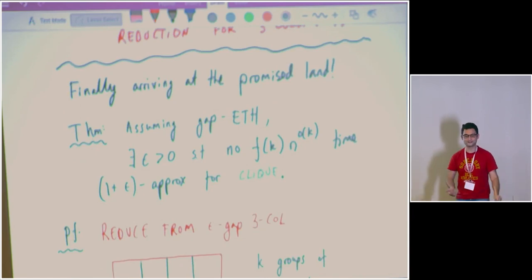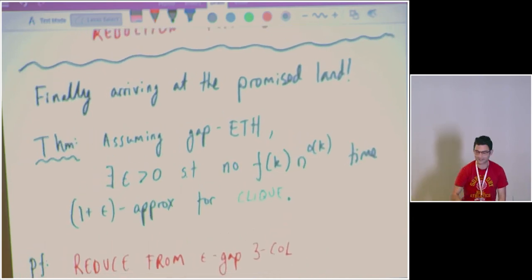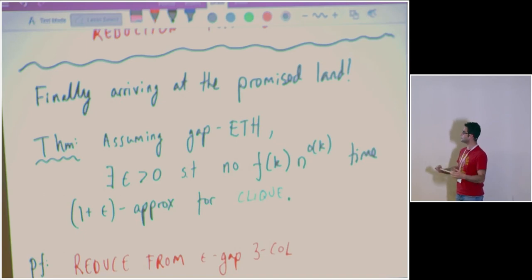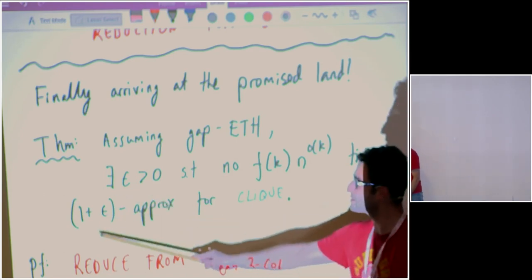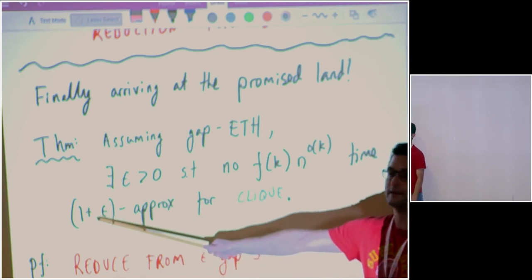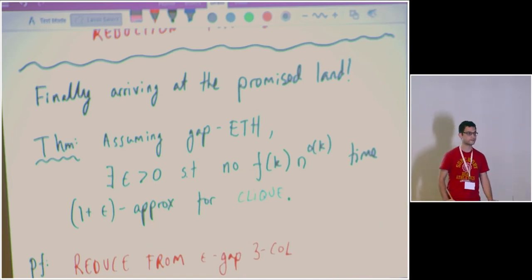But morally, it's the same thing. Okay? Okay, so finally, we have arrived at the promised land. Namely, assuming the gap ETH, we're going to prove that there is no FPT approximation for clique. I was promising you any constant factor, but first we're just going to prove 1 plus epsilon. So there exists an epsilon such that there is no FPT 1 plus epsilon approximation algorithm for clique. That's what we're going to prove. Okay?